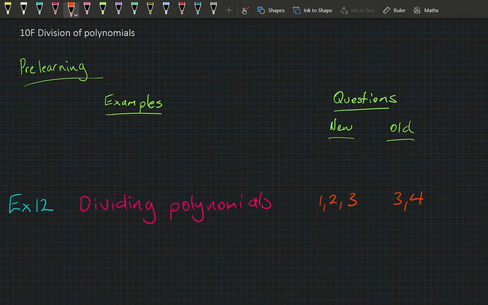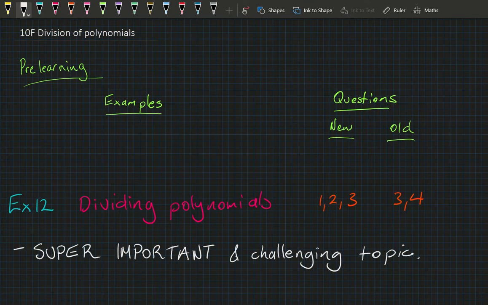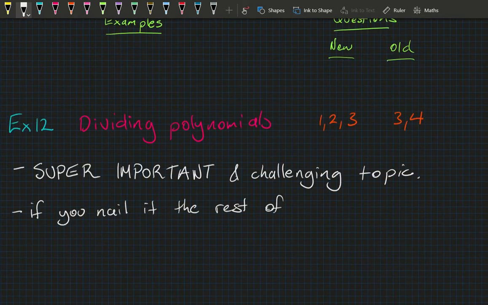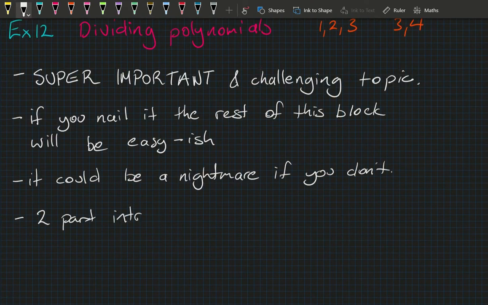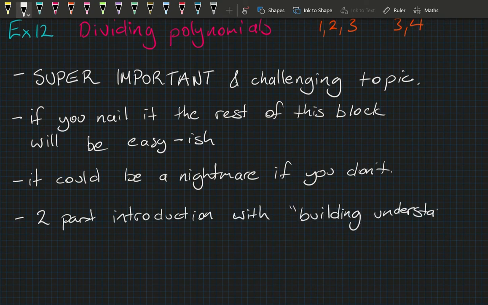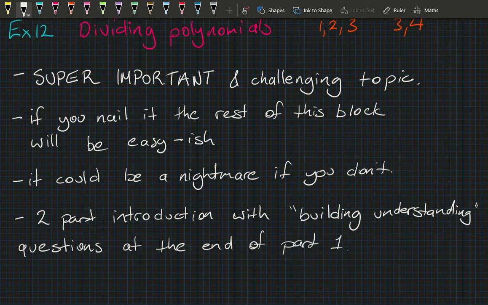So even though we've only got the one example there, this is a super important but challenging topic. If you nail it, the rest of this block will be fairly easy, but it also could be a nightmare if you don't nail it. It's a very challenging topic, based on my experience teaching this for quite a few years. So because of this, we've got a two-part introduction, and the building understanding questions are at the end of part 1. Don't expect to master this topic without going through those introductions carefully. Alright, we'll see you in part 1.